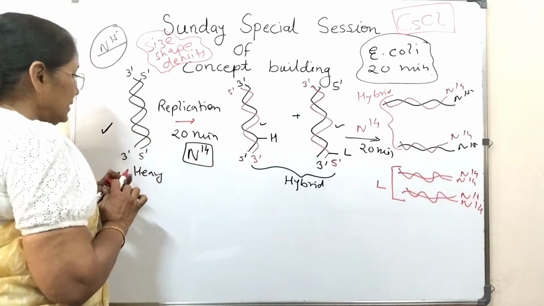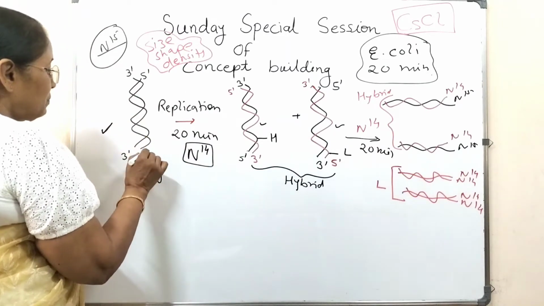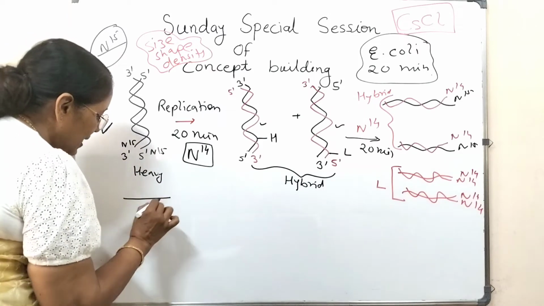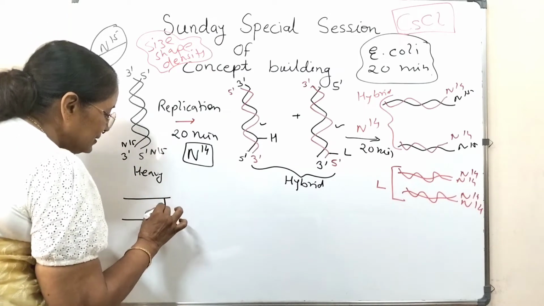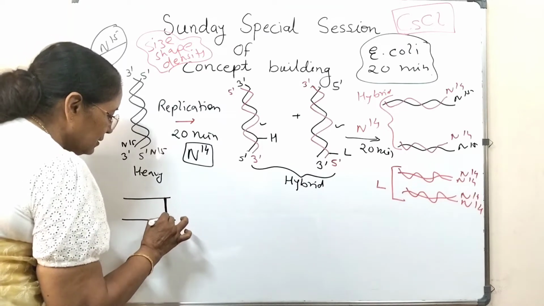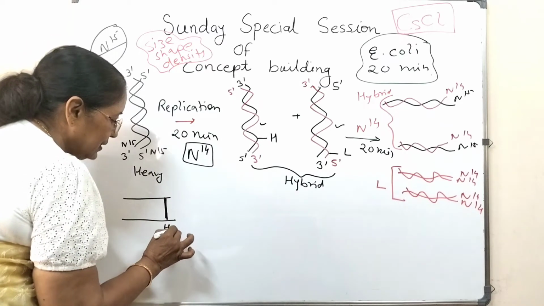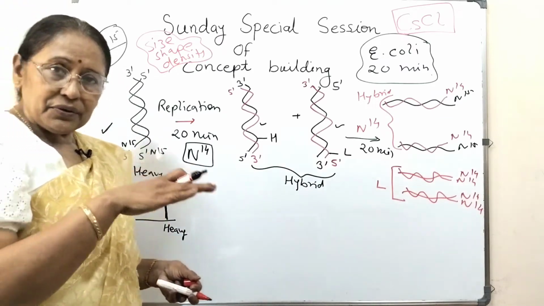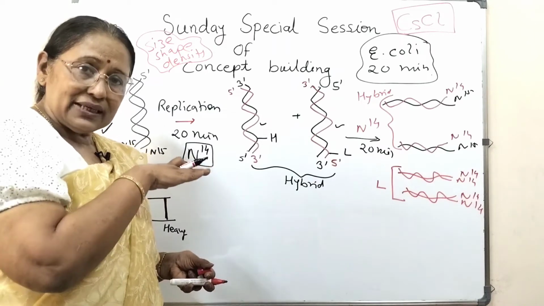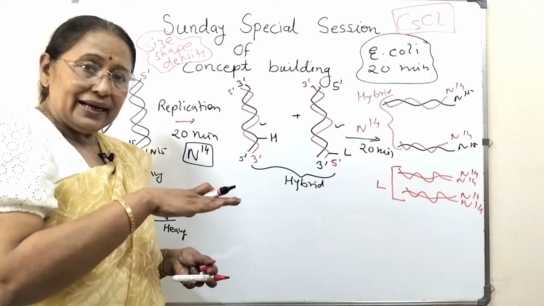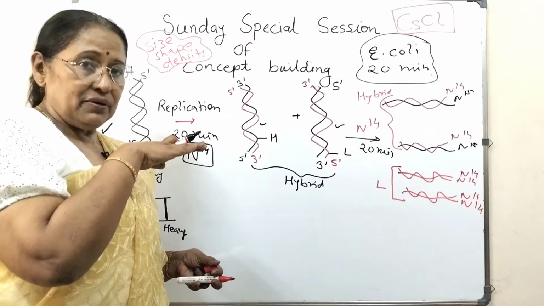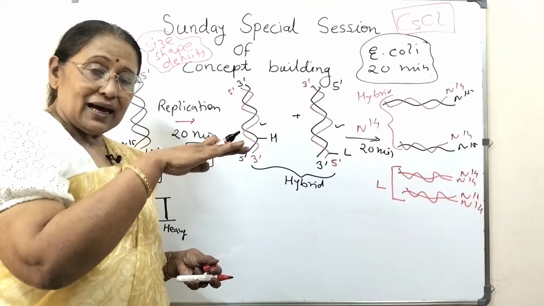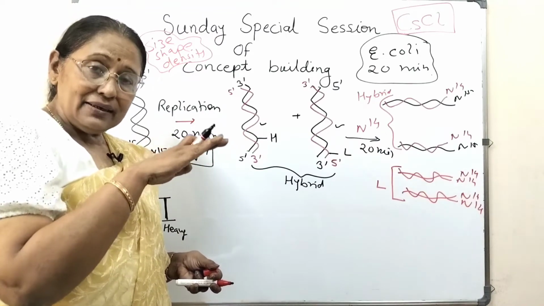So what will happen in this case, where both are N15, this is also N15, this is also N15. Here they will settle at this place. Suppose the heavy one settles at this place. According to different density, one will settle. If it is heavy, it will have a different layer. If it is hybrid, having one heavy and one light, then a different layer. And if both strands are light, then it will have a different layer.